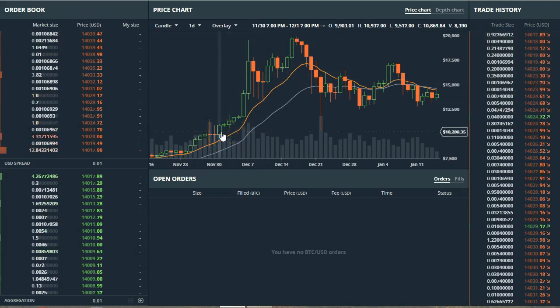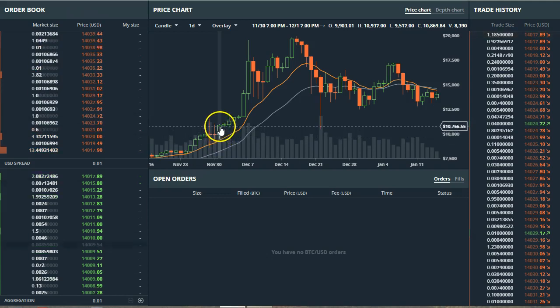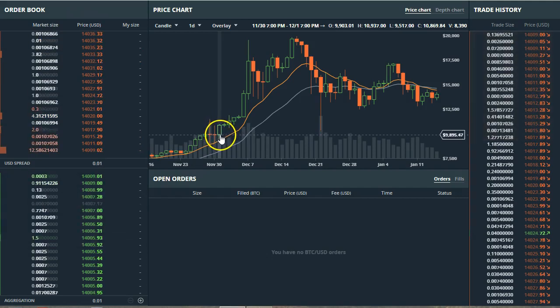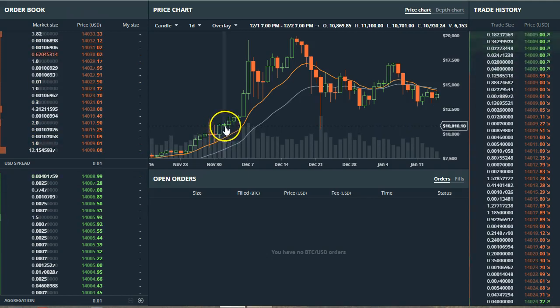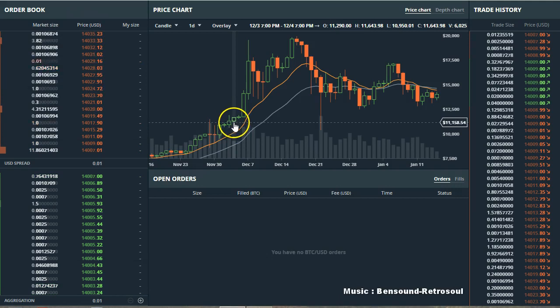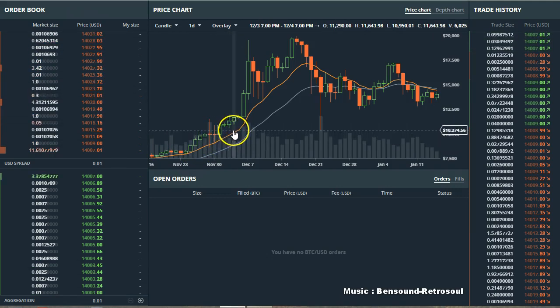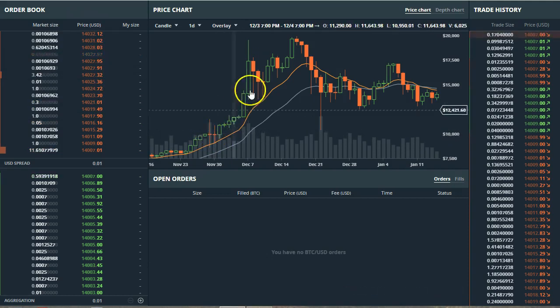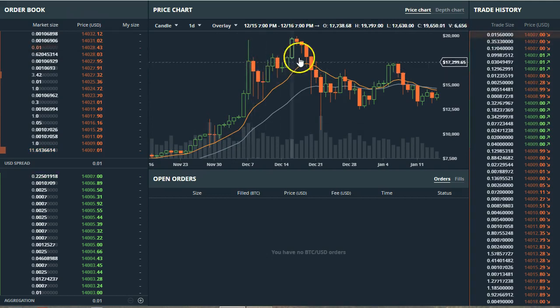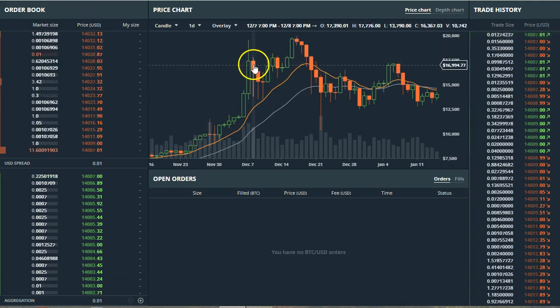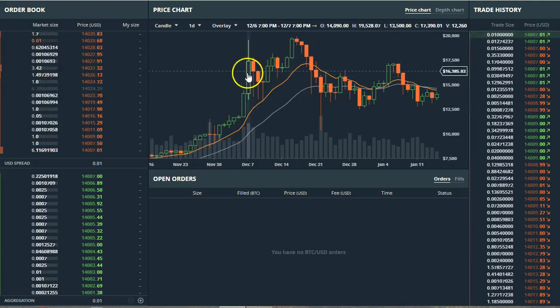The number 2 thing is I'm looking for higher highs and higher lows here. Higher high, higher low, higher high, higher low, higher high, higher low. You should see this anyway. This should be reflected in the moving average, but you will see certain instances here and here and here where you're actually getting lower highs and lower lows. These are areas that you want to stay out of.